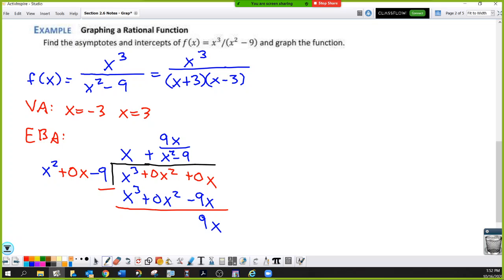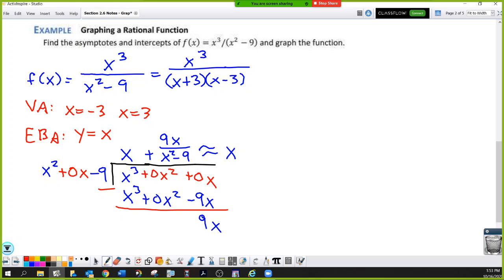And remember, we're talking about the far, far infinities. So 9 over ridiculously big would essentially be equal to something, a constant over ridiculously big gives you a 0. So essentially, at the infinities, this just equals x. So your end behavior asymptote is y equals x.